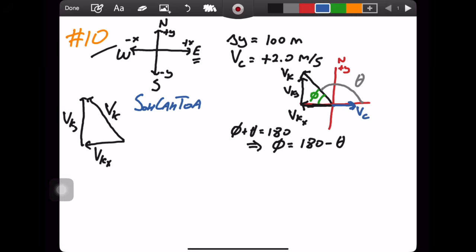This acronym helps you remember that the sine of an angle, and in this case we define this as phi, so sine of phi equals opposite over hypotenuse.